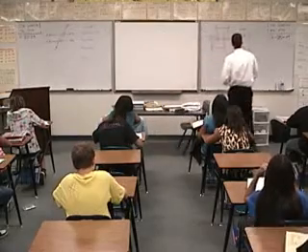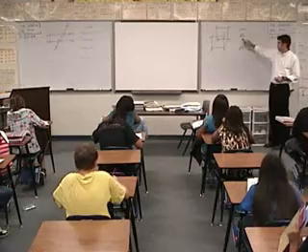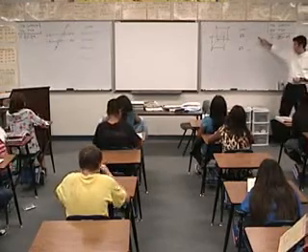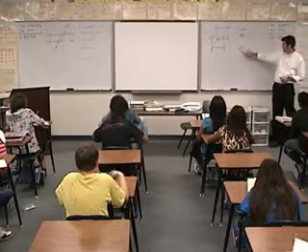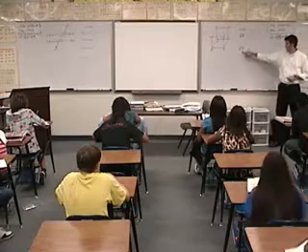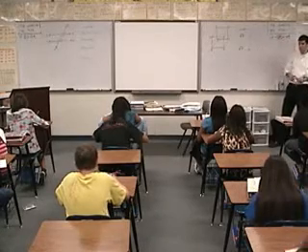Remember, this is saying line AB is parallel to what? I want you to tell me. Line EF, who remembers what this symbol is? Line EF is perpendicular to what?